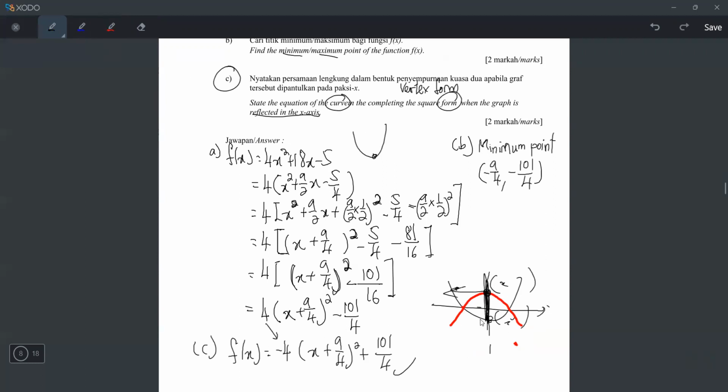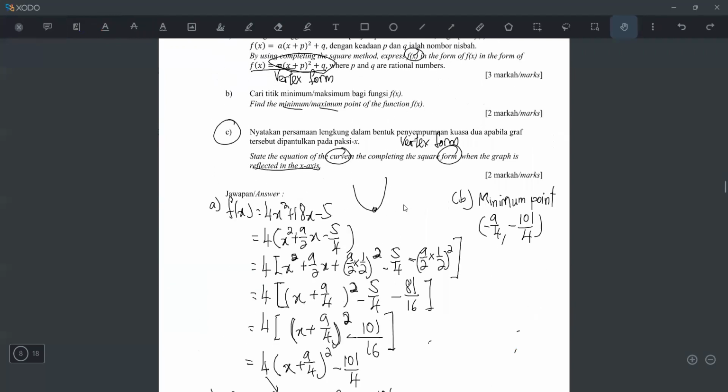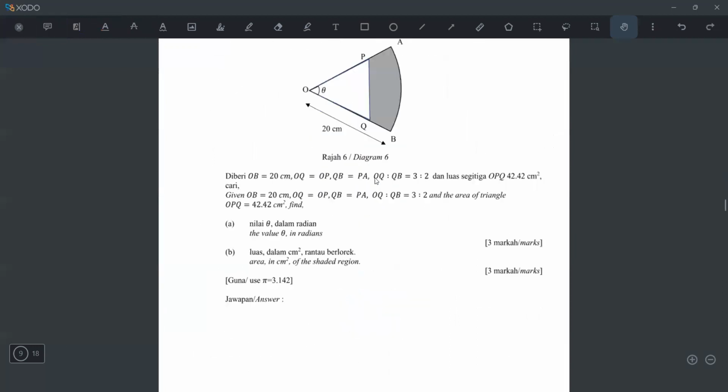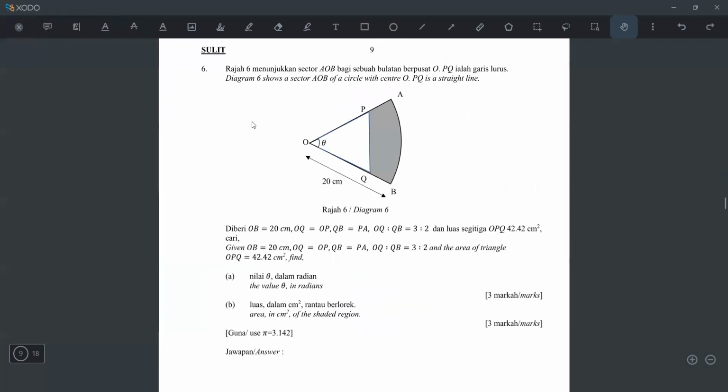But the y coordinate changed already, right? It changed from positive to negative already. But the distance here and the distance here should be the same because when you reflect on the x-axis, the jarak between the x-axis and the point should be the same lah. Okay, let's not waste too much time lah. Hopefully you understand what I'm trying to explain here.